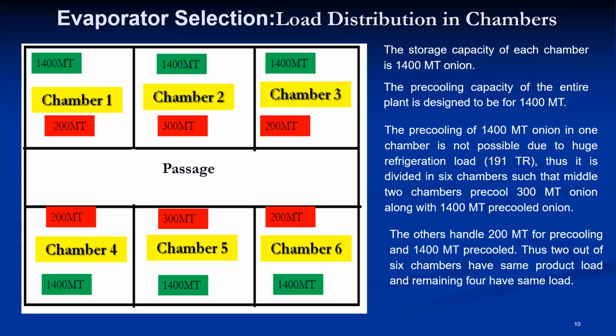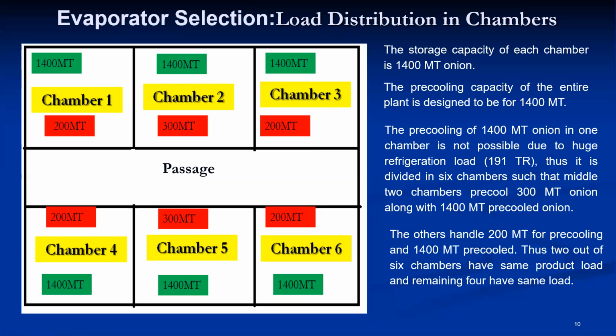Why are the central chambers selected in this case? Because central chambers have less transmission load, because only one face is exposed to solar radiation. Obviously, the major transmission load is borne by the chambers which have almost 2 sides exposed, so these chambers generally experience more solar radiation. That's why the central chambers are selected for storing more quantity of pre-cooling. So this is the load distribution, that is, the storage capacities.